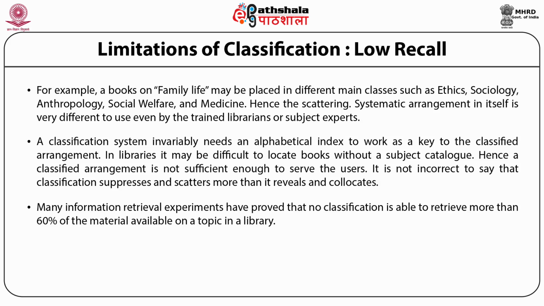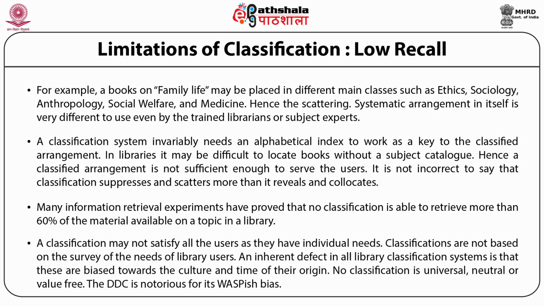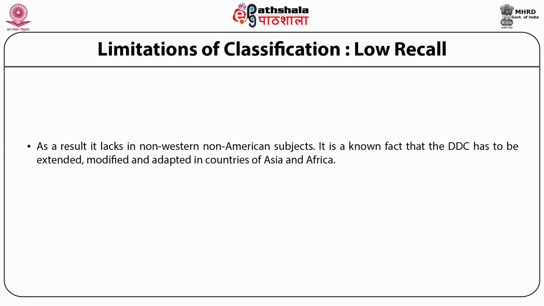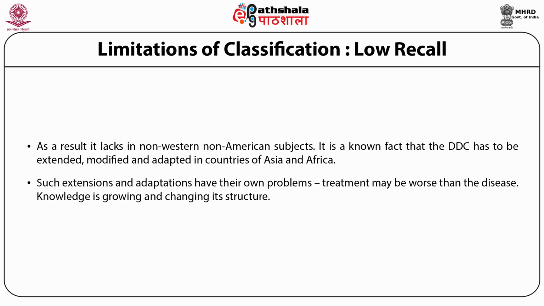Then, another limitation of classification is that all classifications are biased because they are classifications of knowledge, and knowledge has some cultural and national biases. Even the DDC has many biases, known as Western, Anglo-Saxon, and Protestant bias. As a result, classification lacks universality. Let us say DDC has to be modified and supplemented with new subjects when it is used outside the USA, that is, in Asia and Africa. Such extensions and adaptations have their own problems. Treatment may be worse than the disease, they say.